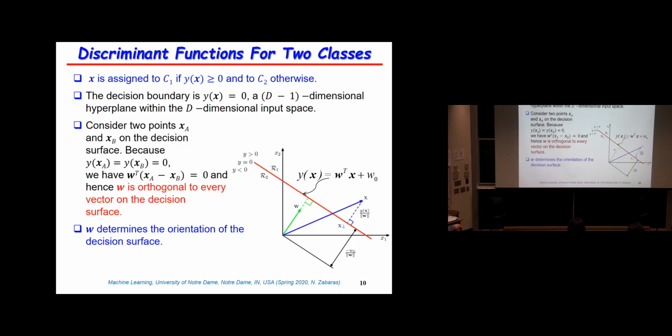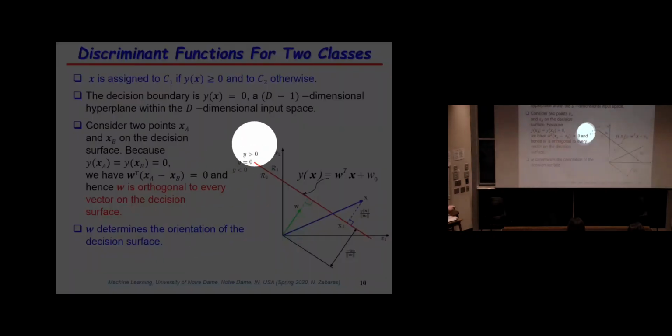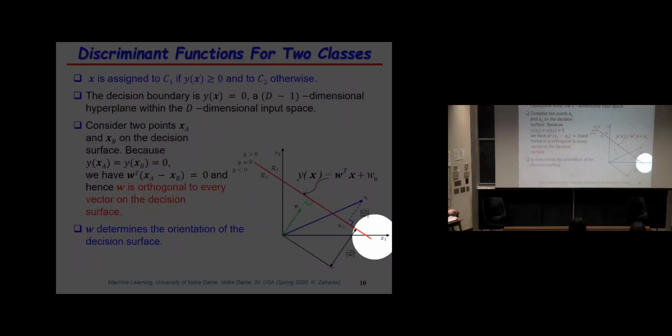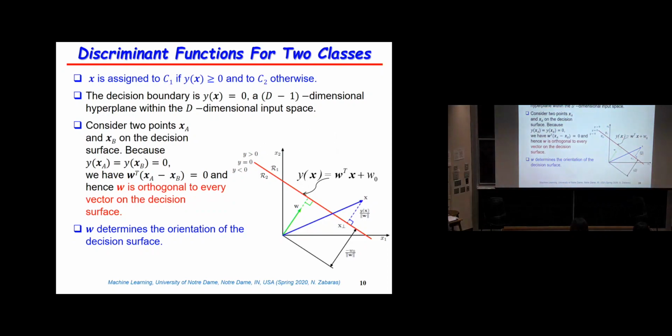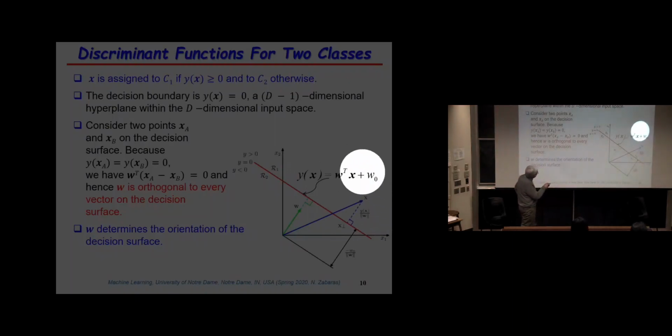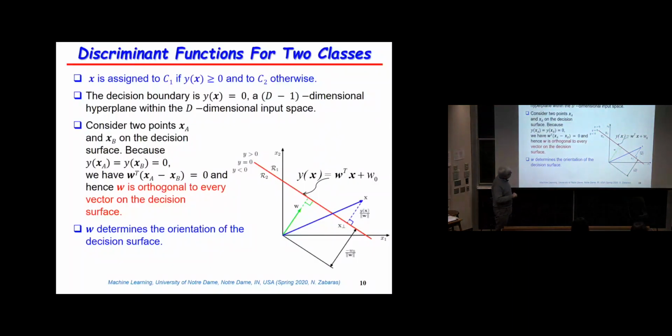What you see here is my d-dimensional space, and I indicate here only 2 dimensions as x1 and x2. So the discriminant function, the separating hyperplane, will be this red line, all right? And you see the equation y of x equals w transpose x plus w0. So I want to tell you a little bit about the geometry.